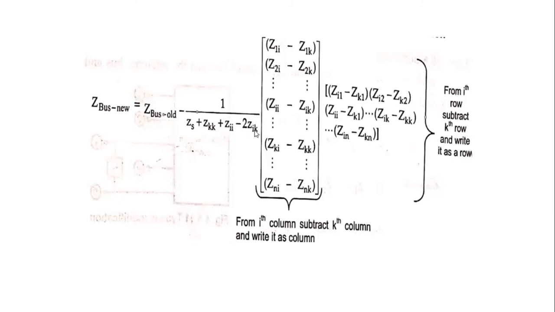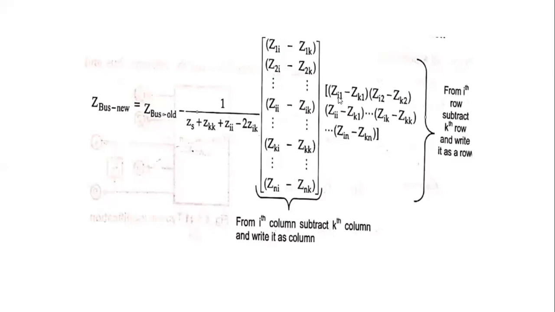Therefore ZKK means Z33 plus Z22 minus 2Z23, into Z12 minus Z13, Z22 minus Z23, Z32 minus Z33, and so on, Zni minus Znk, where n goes up to 2 only. We have 1 as the reference bus and the remaining buses are 2. Then this matrix is a 2 by 1 matrix and this matrix is a 1 by 2 matrix.